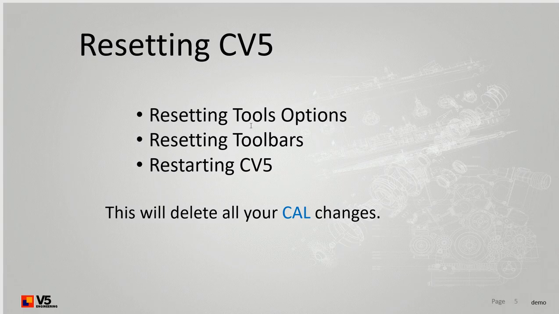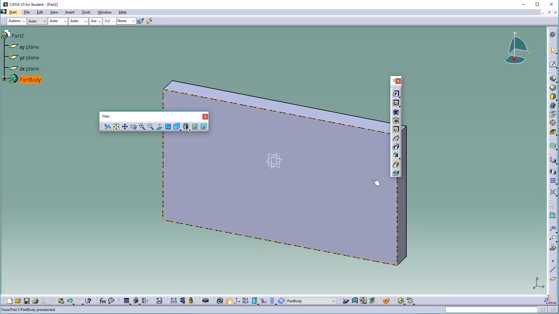So we're going to cover the three options to get you back to normal. One is how to reset all your tools options. The other is how to reset your toolbars. And then finally, restarting Catia. Okay, let's go back to our Catia model.